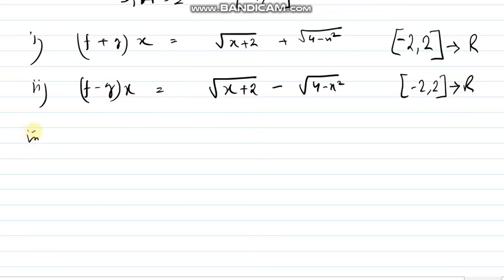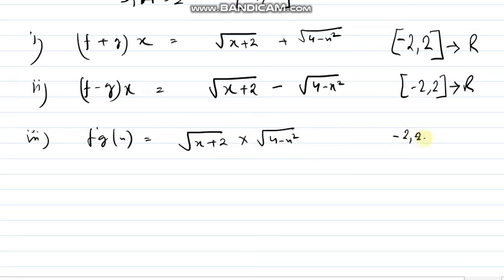What will be fg of x? fg of x will be root over of x plus 2 into root over of 4 minus x square, under the same domain, minus 2 to 2, to R.